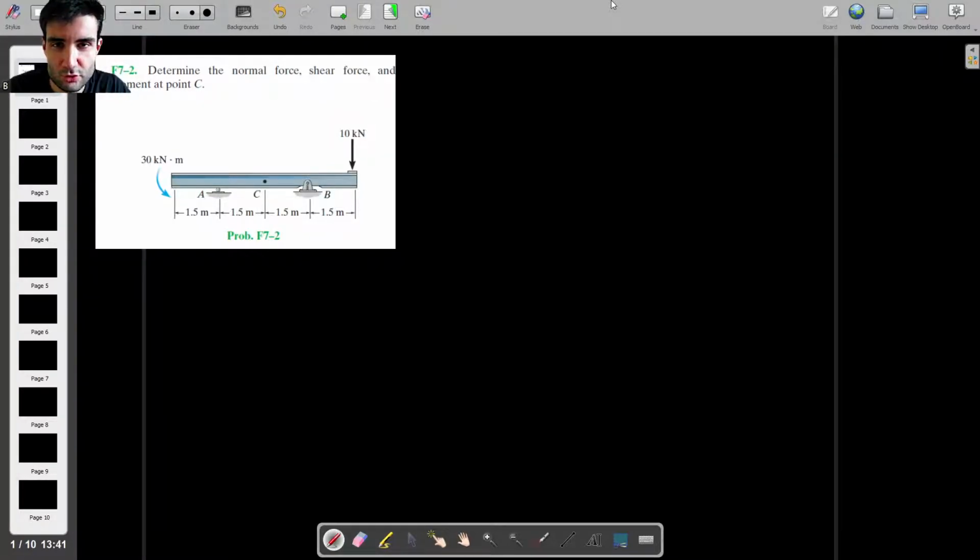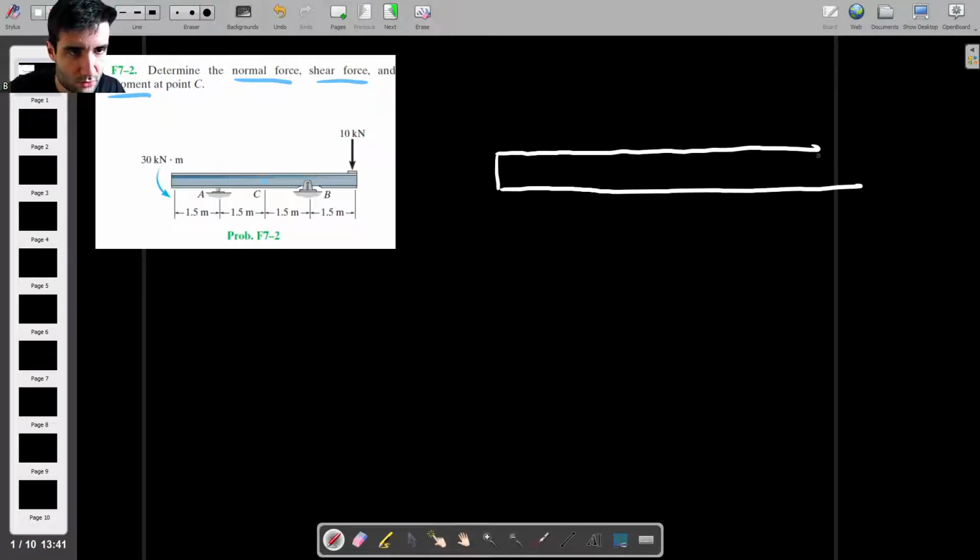So let's try to read the question and see what we have to do. We have a beam, and we are asked to find the normal force, shear force, and the bending moment at point C. Point C seems like it's in the middle of the beam. So the first thing I recommend doing is to draw the free body diagram of the entire beam, and then draw the reaction forces that are acting on it.